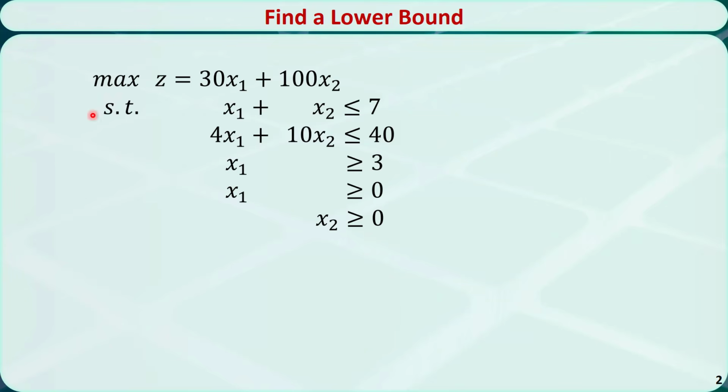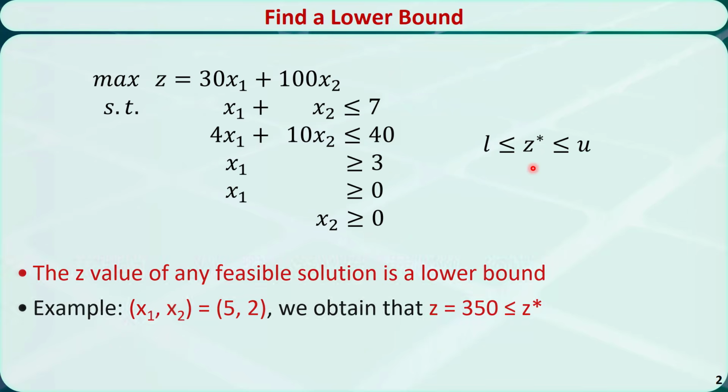It's a maximization problem. Instead of solving it using the simplex method, we're trying to find a lower bound, L, and an upper bound, U, of the optimal solution Z star. The Z value of any feasible solution is a lower bound, because it's always less than or equal to the largest value among all the feasible solutions. For example, let's just consider this point. x1 is equal to 5 and x2 is equal to 2. The objective function z is equal to 350, which is less than or equal to the maximum value z star.